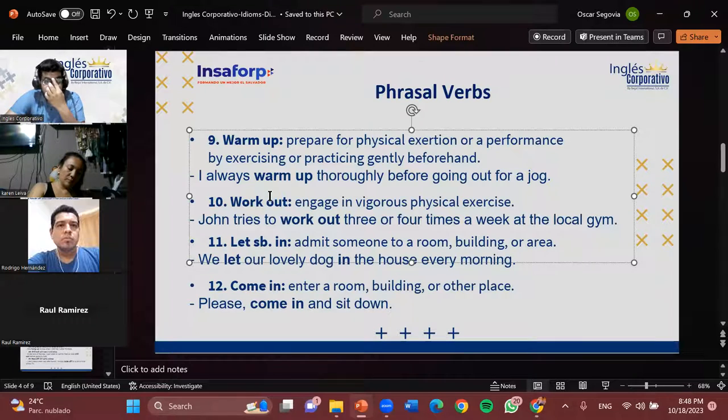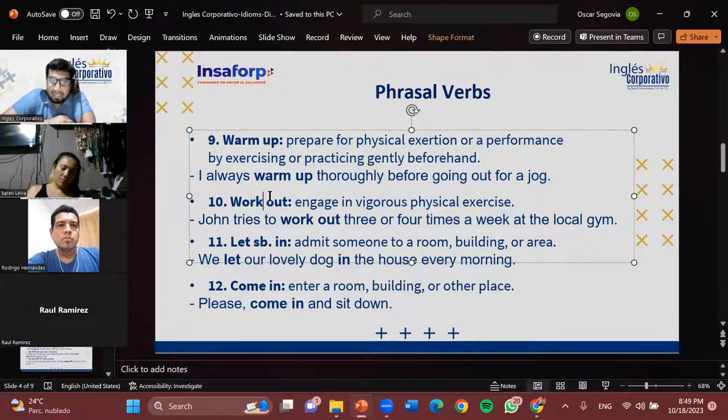Okay, then we have let somebody in. So let in is very easy. This one, I'm not going to call anyone to give us their idea, because let somebody in basically means admit someone to a room, building, or area. Like when you permit someone the entrance to a specific region or section, that is when you let somebody in. The reason why we use the word let is because we are referring to a person, in this case you, who has a higher authority over the other person. Let's say that you are the teacher in a schoolroom, and a student is asking to come in. You are going to let the student in because you have more authority than the student.